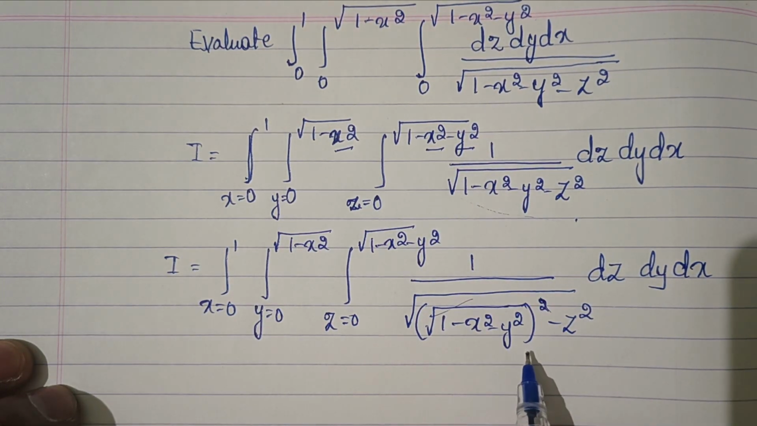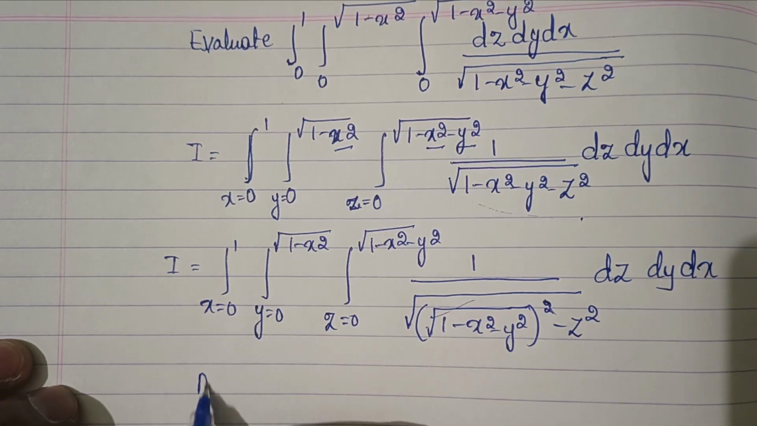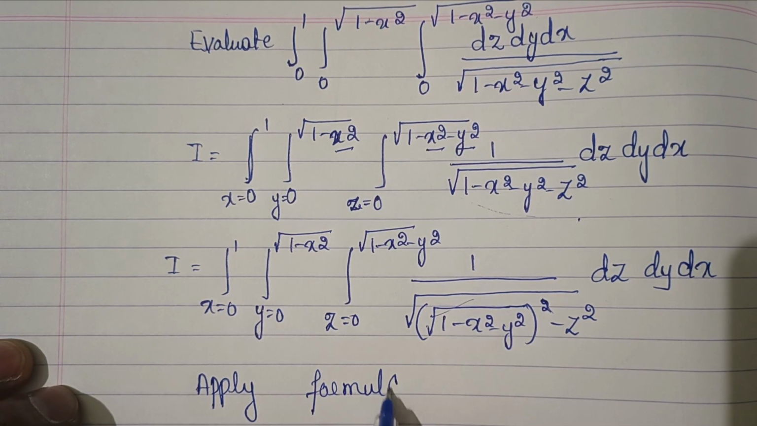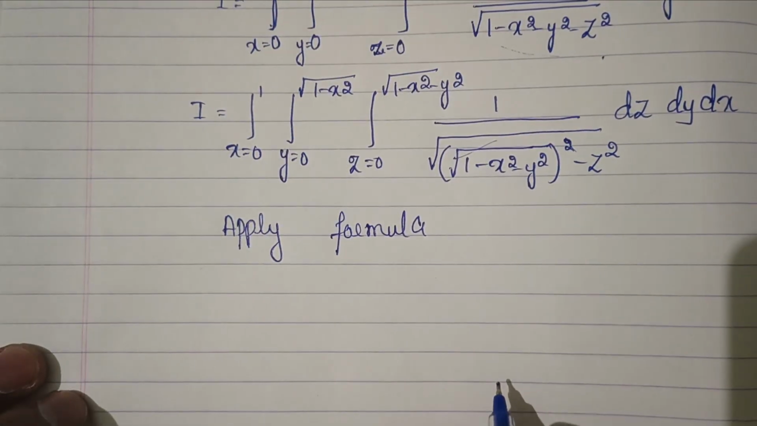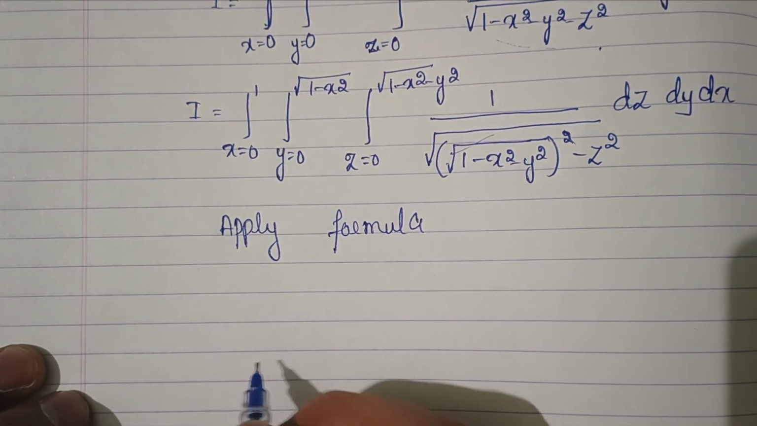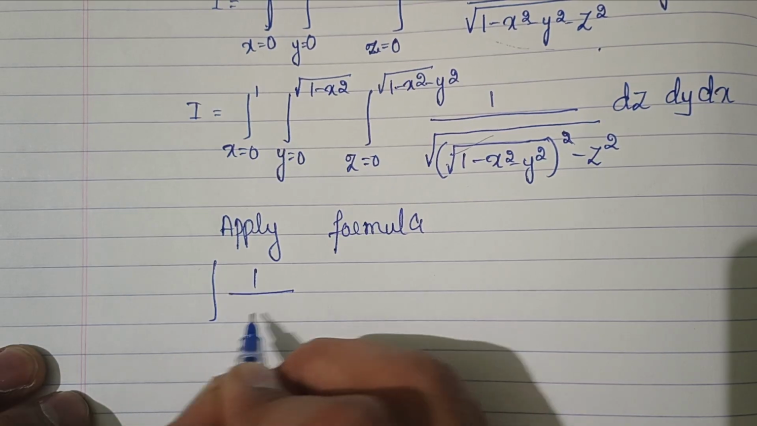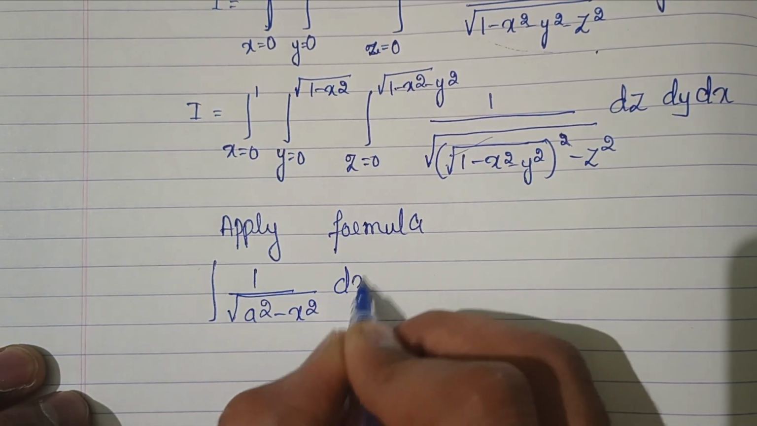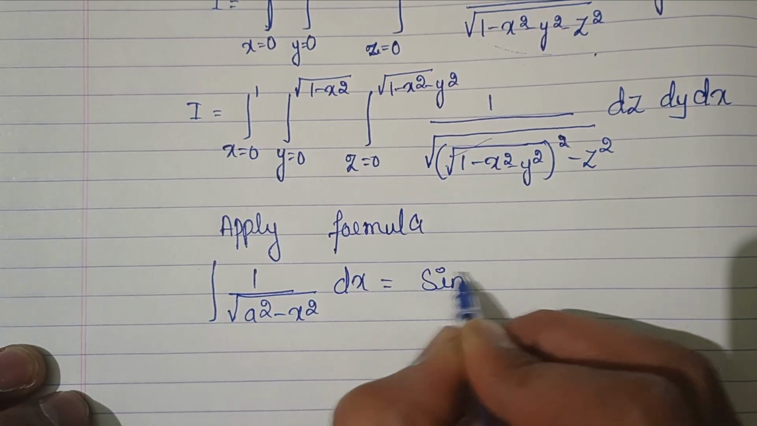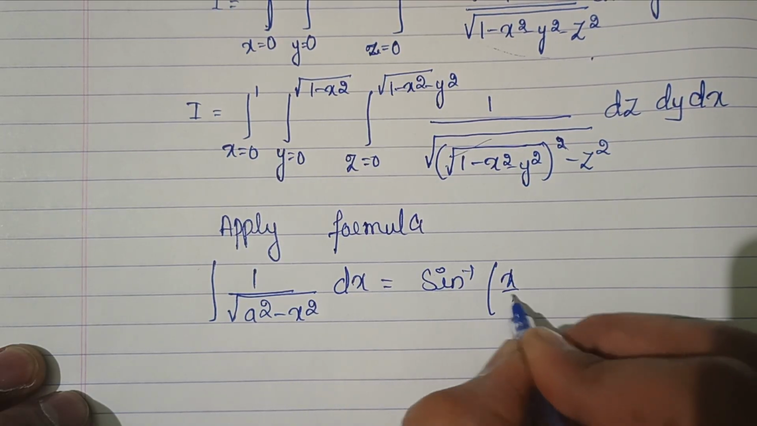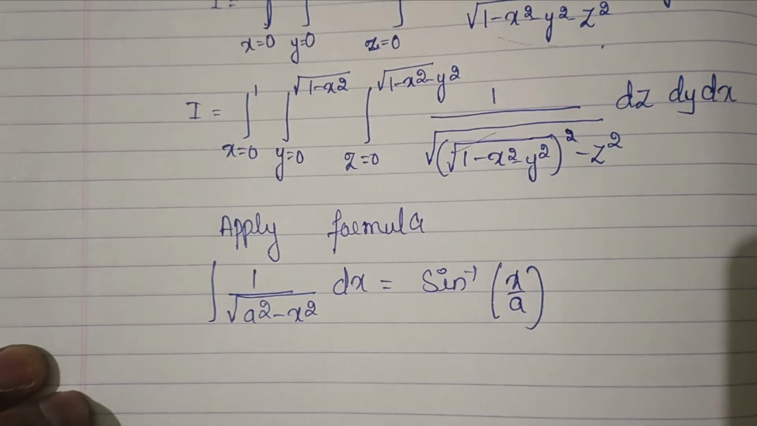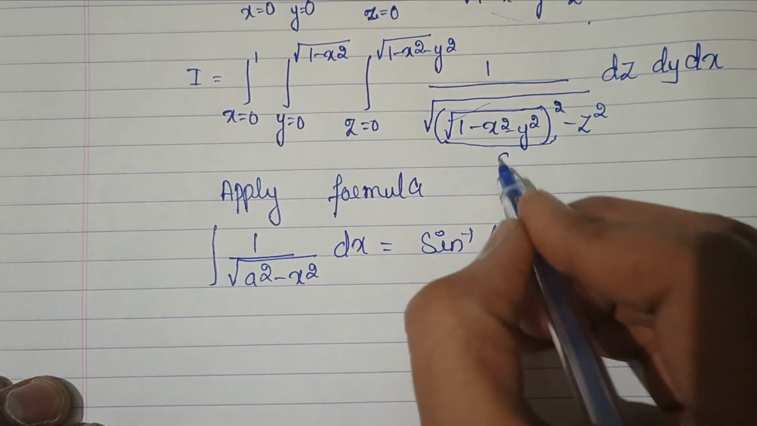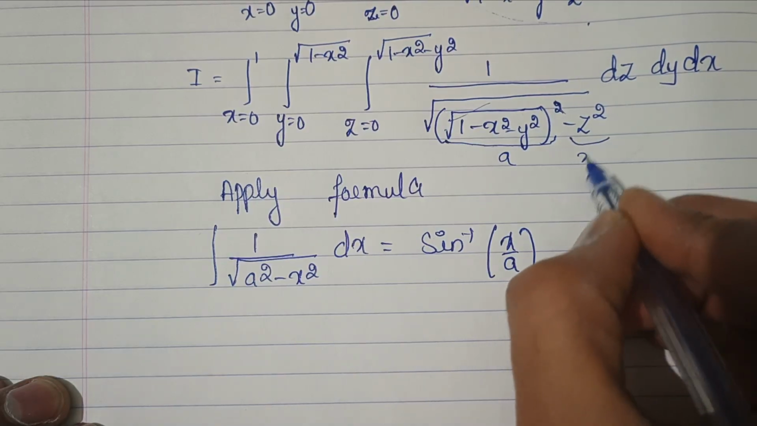Why we are writing this equation is that here we can apply the formula. Which formula? That is integration of 1 divided by root of a square minus x square dx is equal to sine inverse of x by a. This formula we are applying here. Okay. So here this will be considered as a, this will be considered as x.